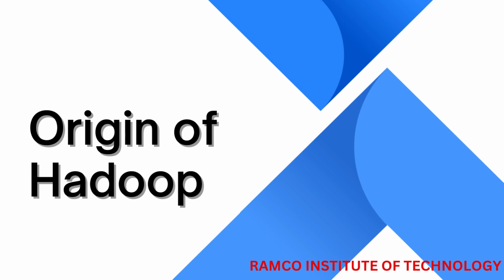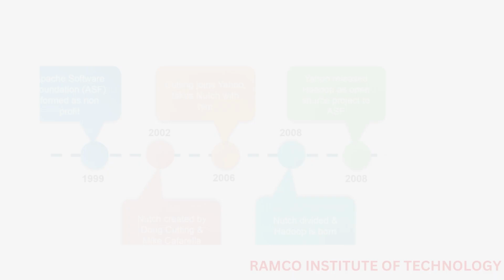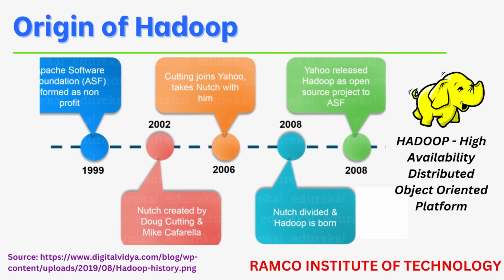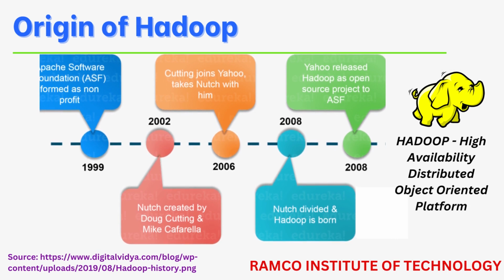So let us see the origin of Hadoop. How Hadoop originated. The Apache Software Foundation was formed as a non-profit organization in the year 1999.